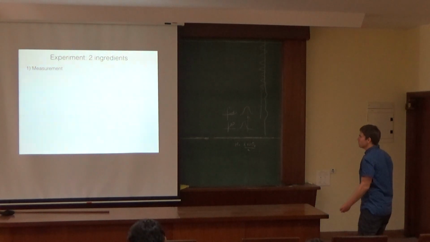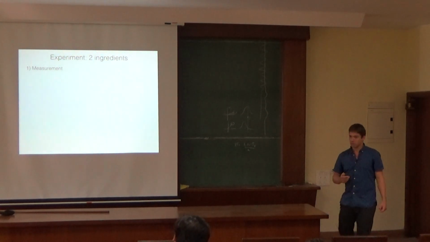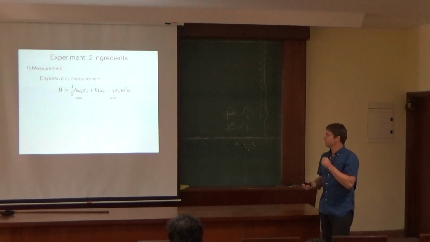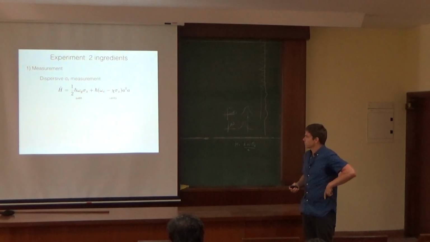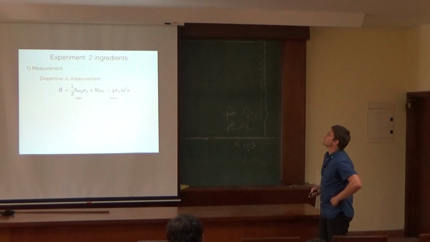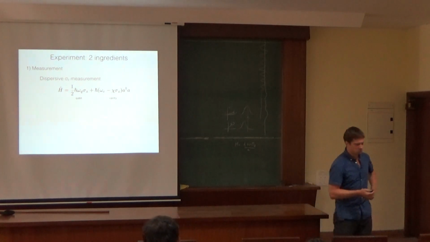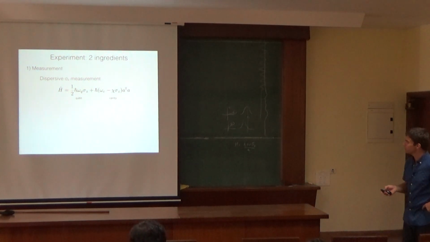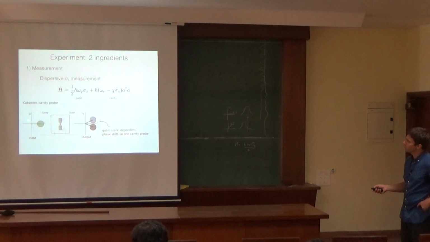Okay, so two ingredients go into the experiment. One is the measurement. We use this dispersive sigma z measurement Hamiltonian that's pretty standard in circuit QED at this point. The way to think of it is the state of the qubit changes the frequency of the cavity. So if I probe the cavity with some coherent tone, I get a qubit state dependent phase shift. If they're well separated like this, I've made a projective measurement onto the eigenstates of the qubit.